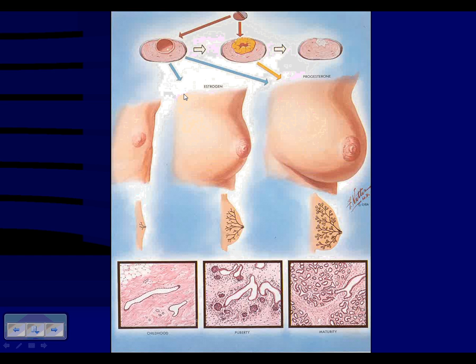What forms the estrogen in the ovary? What are the name of the cells? Granulosa cells. Okay, you can't forget your GYN stuff now, okay?